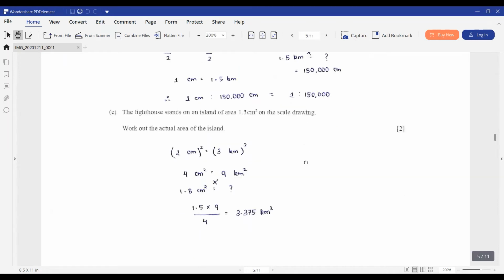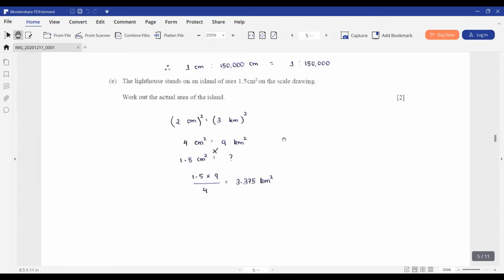The lighthouse stands on an island of area 1.5 centimeters squared on the scale drawing. Work out the actual area of the island. So the first thing we want to do is write down our scale. 2 centimeters is 3 kilometers. The scale is very important in math questions.